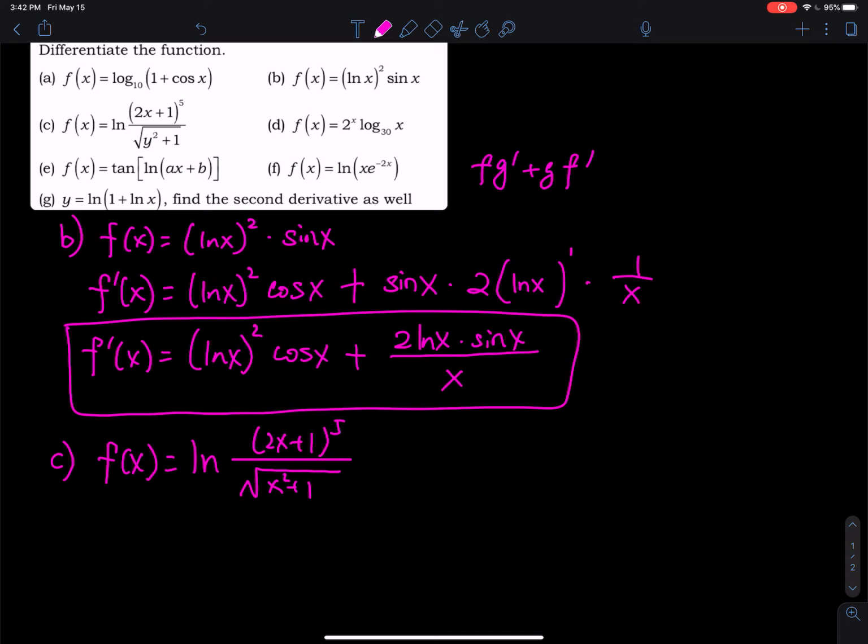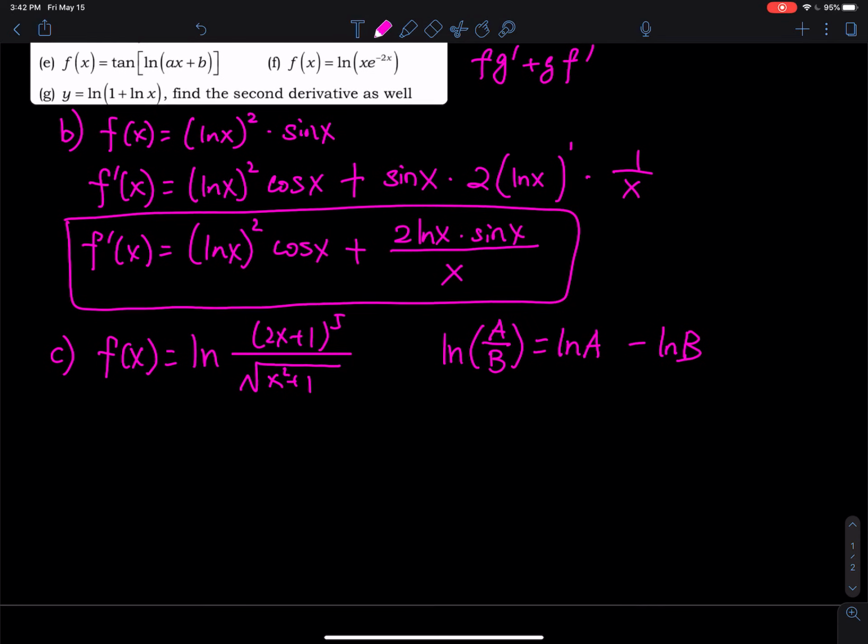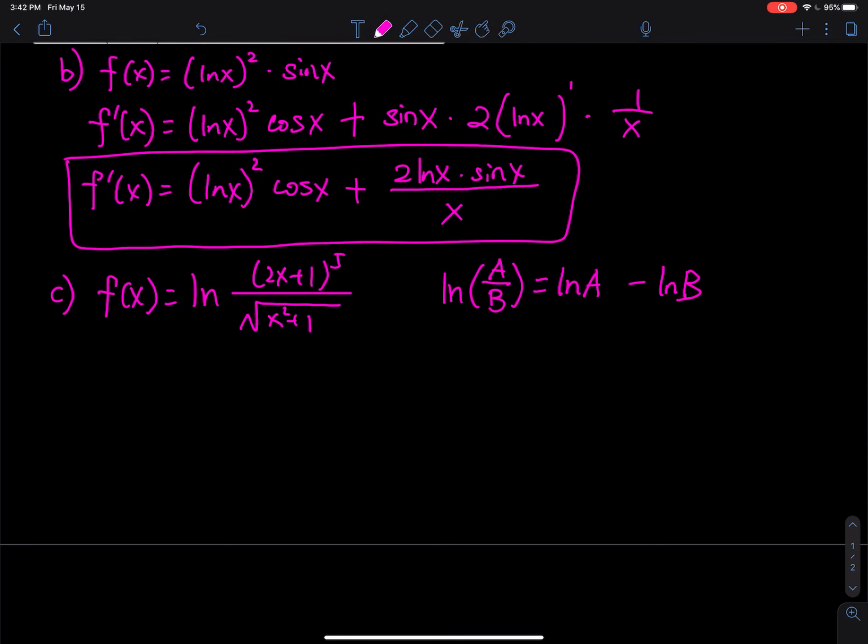Do you still remember this from your algebra class? You have ln of a divided by b, that equals ln a minus ln b. You learned this in algebra. So let's rewrite the function. I am not taking the derivative right now, I am rewriting the function. So you have f of x equals ln (2x plus 1) raised to the fifth, and then minus ln of x squared plus 1. The square root is the 1/2 power.